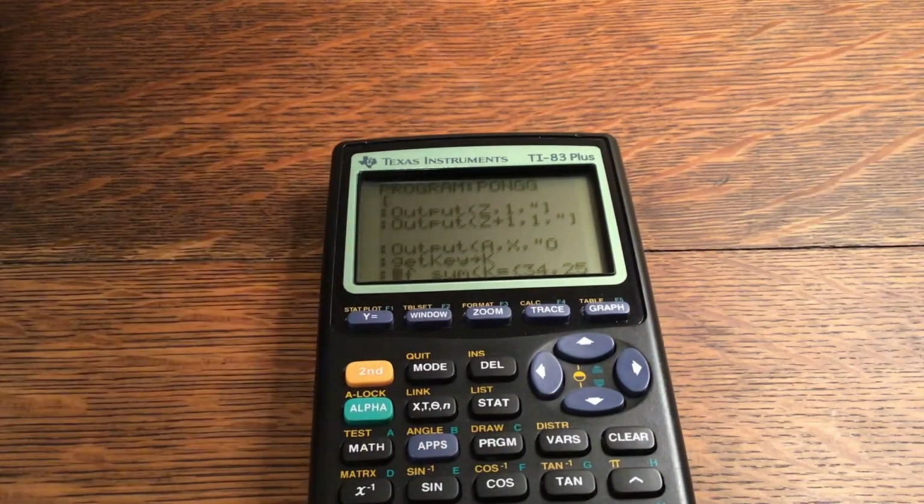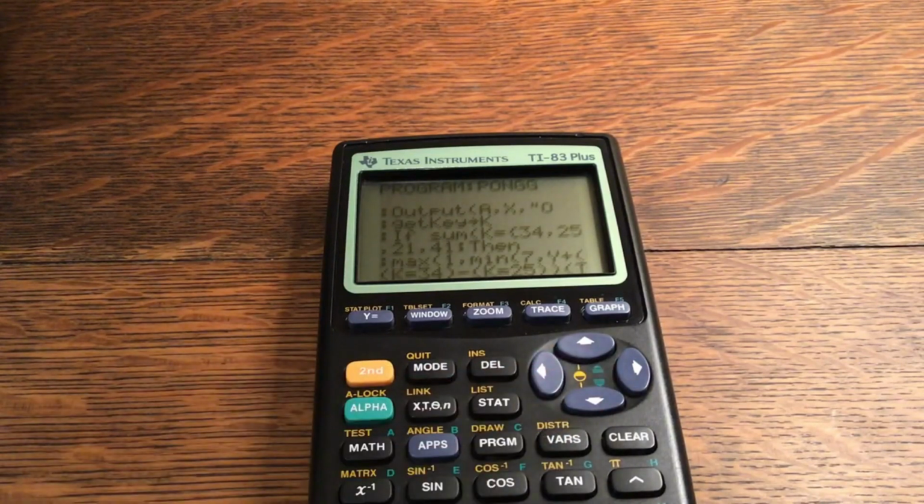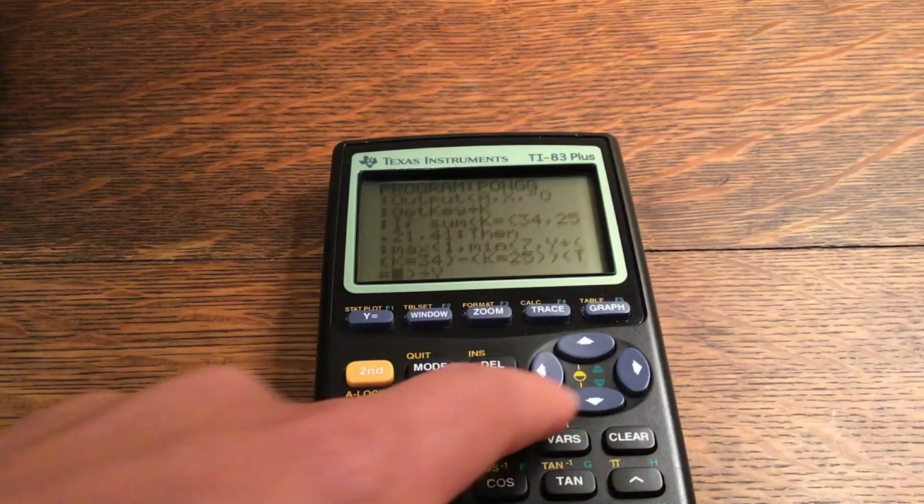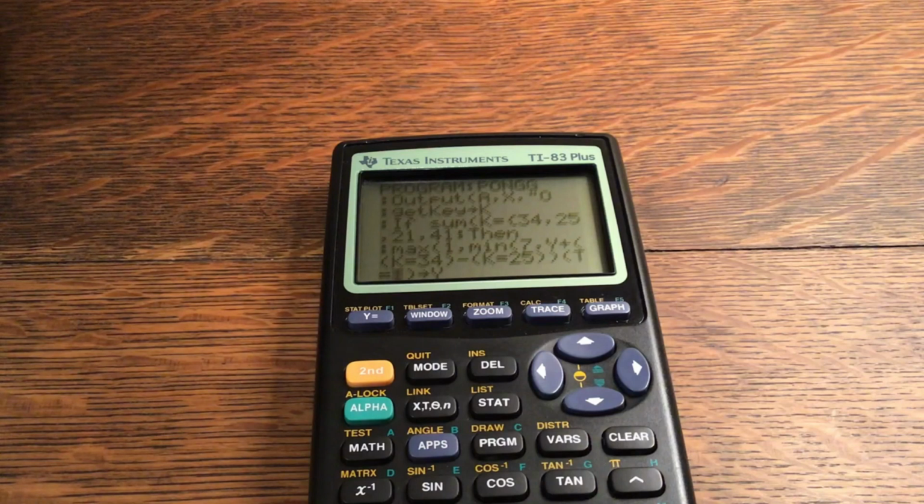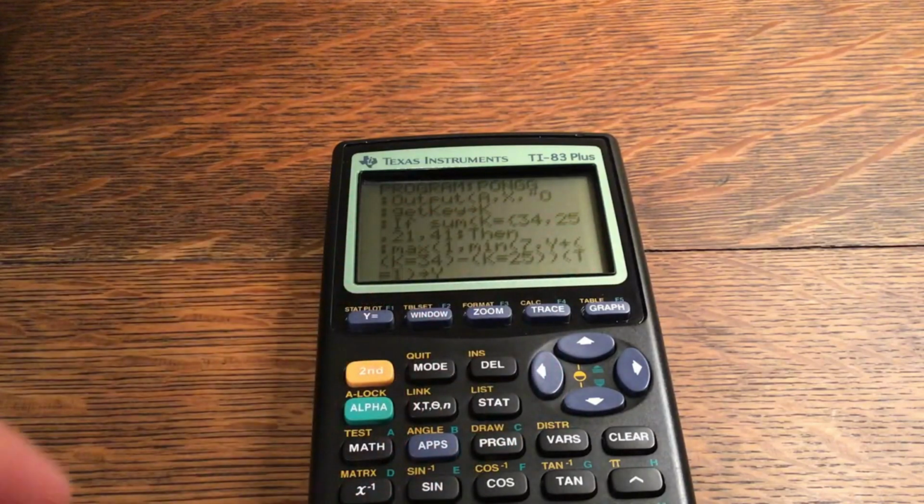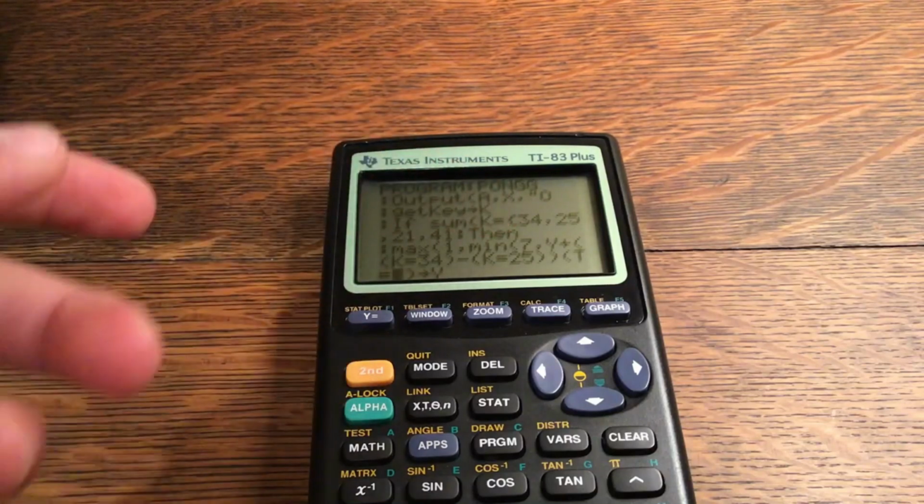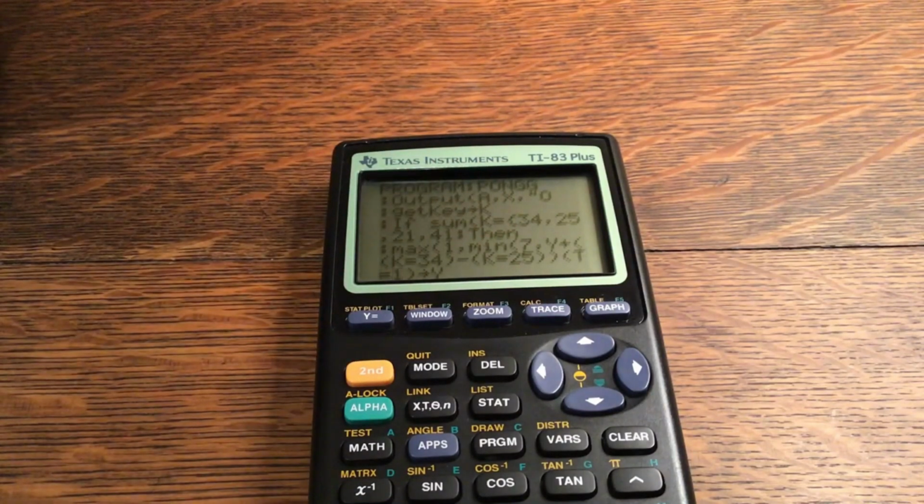So get key store into K. If sum K is equal to 34, 25, 21, 41, then max 1, min 7, Y plus K is equal to 34 minus K is equal to 25, and multiply it by T is equal to 1, store into Y. The reason I have the T is equal to 1 is so that if the ball is traveling this direction, this player over here cannot move because the ball is not going towards them. That's why I implemented that.